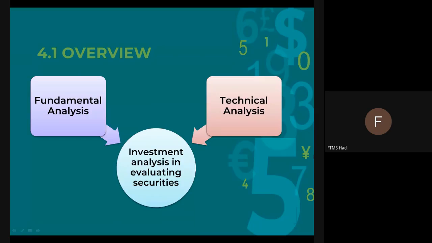Okay, I already told you that for analysis in investment, we have two: fundamental analysis in chapter 4, and technical analysis in chapter 5. This is the analysis on evaluating securities, that means to measure the performance of a share or stock. The performance here might be going up and going down, to see whether it is a good stock or a bad stock.